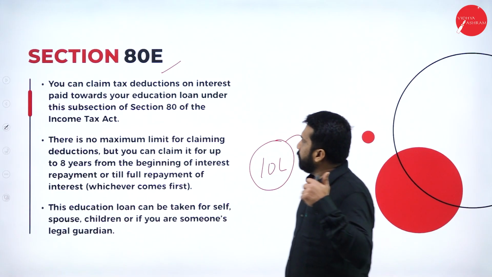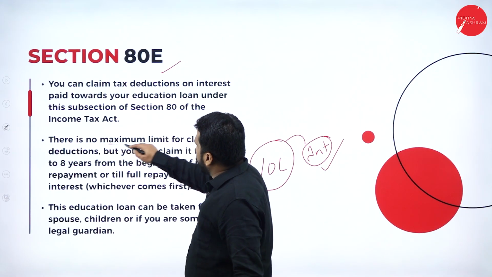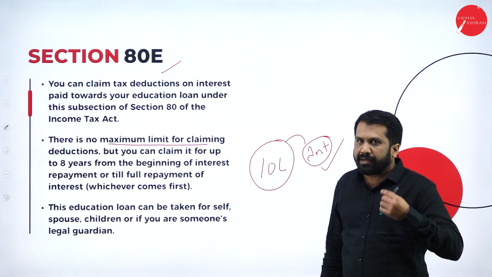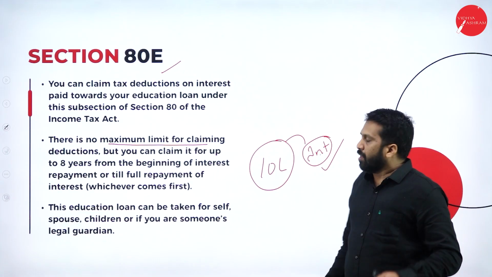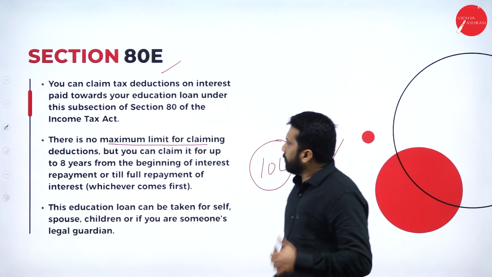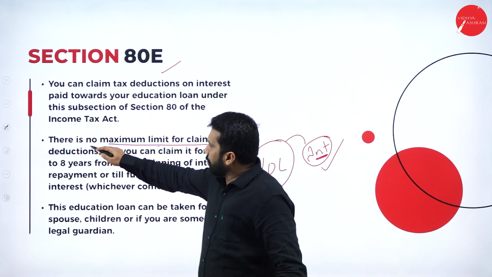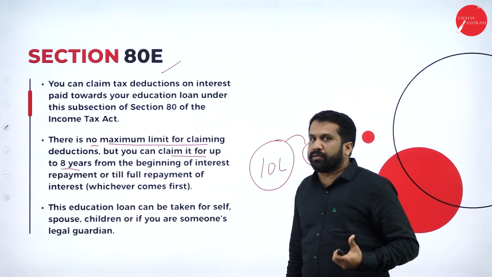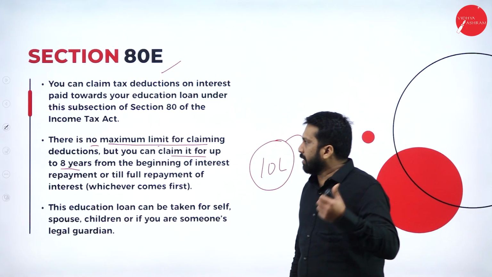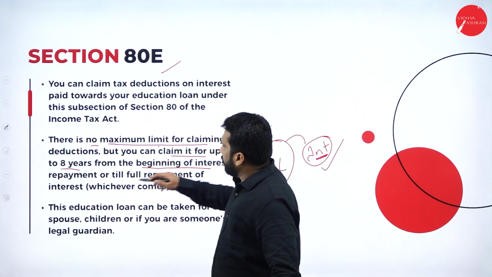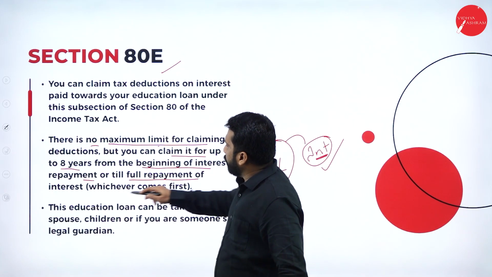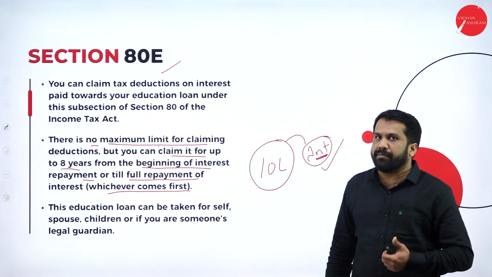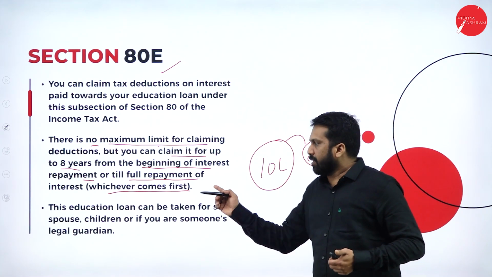Hope you are clear. Now, there is no maximum limit. If your parent is paying 2 lakh as interest, you can claim. 3 lakh, claim. 5 lakh, claim. 10 lakh, claim. Only the interest portion can be claimed. There is no maximum limit for claiming. You can claim for up to 8 years, from the beginning of interest payment until the full repayment of interest, whichever comes first. Within 8 years, or the time you complete your loan, whichever is earlier, that should be considered.